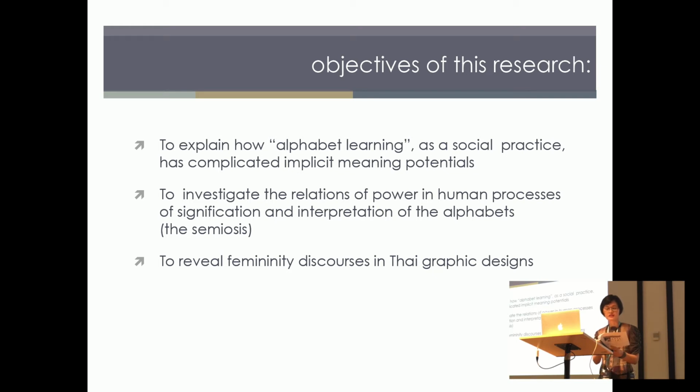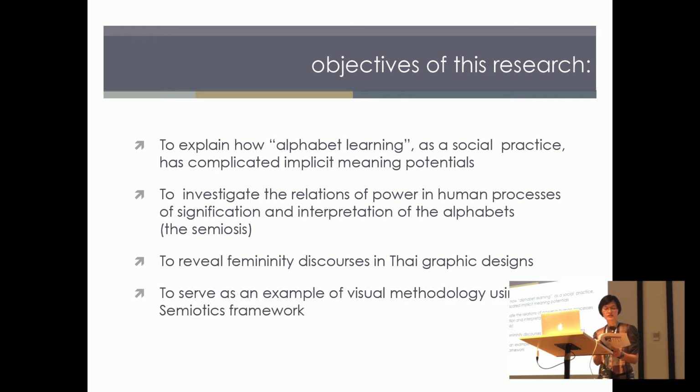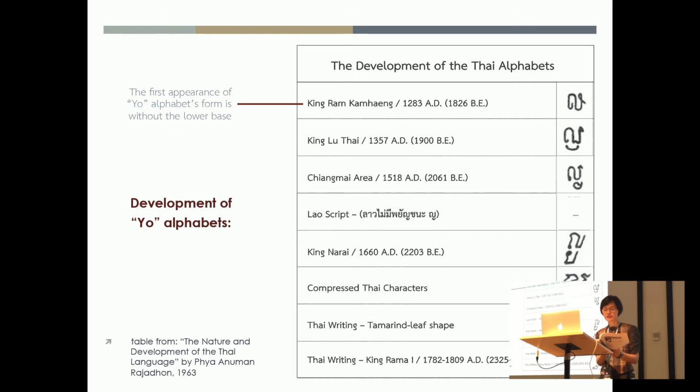I started my research by looking at the development of Thai alphabet forms from the first set by King Ramkhamhaeng in 1283, adopting from Khmer alphabets. It has no lower base like the present form we are familiar with. About 70 years later, the lower base was added. Since then, throughout Sukhothai, Ayutthaya, and Ratanakosin periods, its forms have slightly changed.